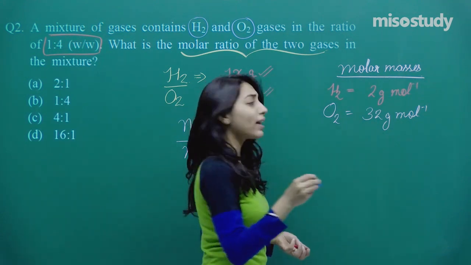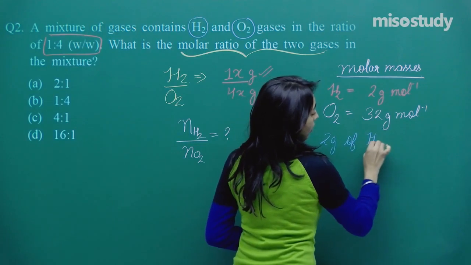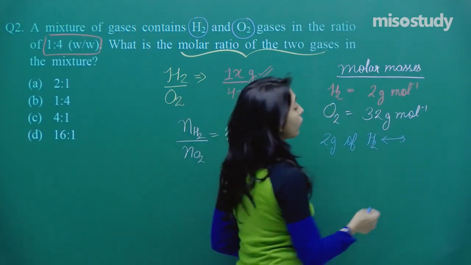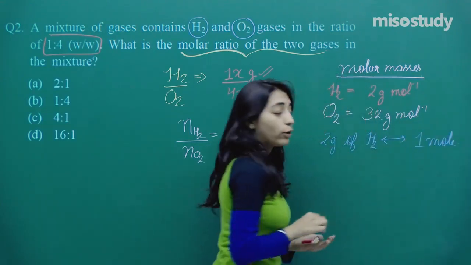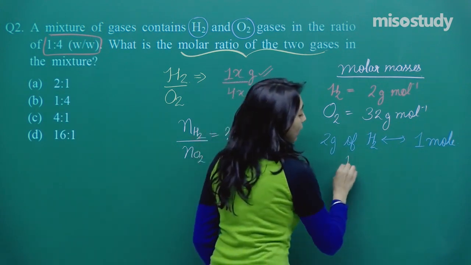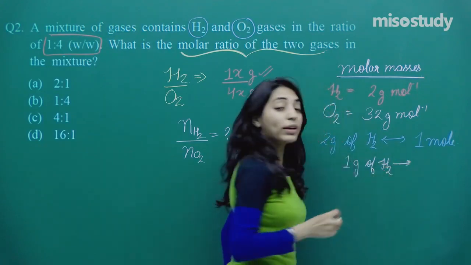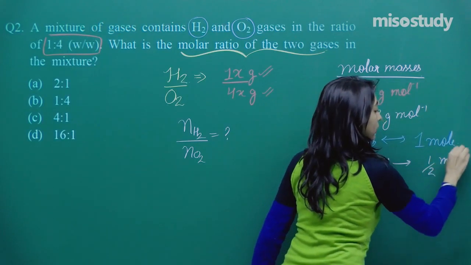Right? So simply, can I now say that if 2 grams of hydrogen is taken, it will be equivalent to what moles of hydrogen? It will be equal to 1 mole of hydrogen, right? However, if I take 1 gram of hydrogen, how many moles will be there? You can say, ma'am, there should be 1 divided by 2 moles.